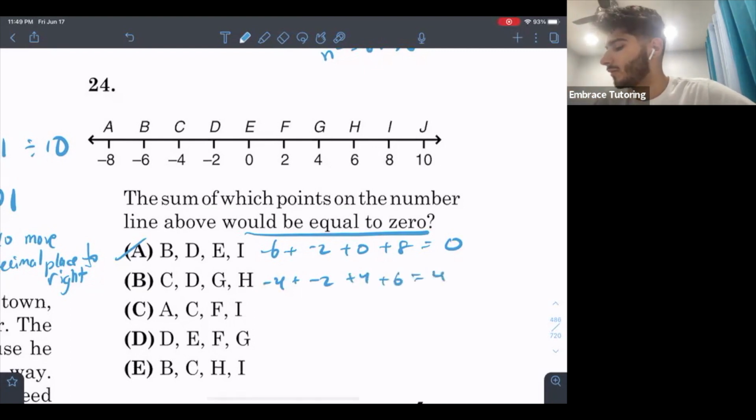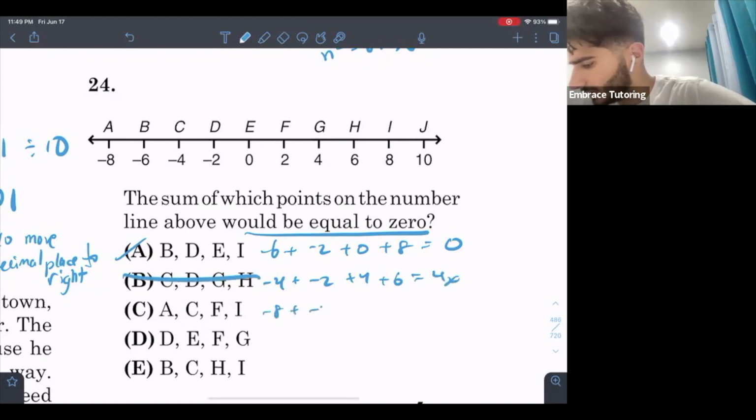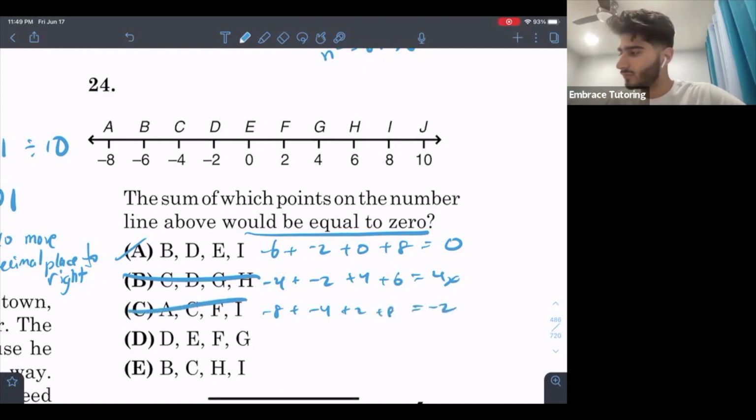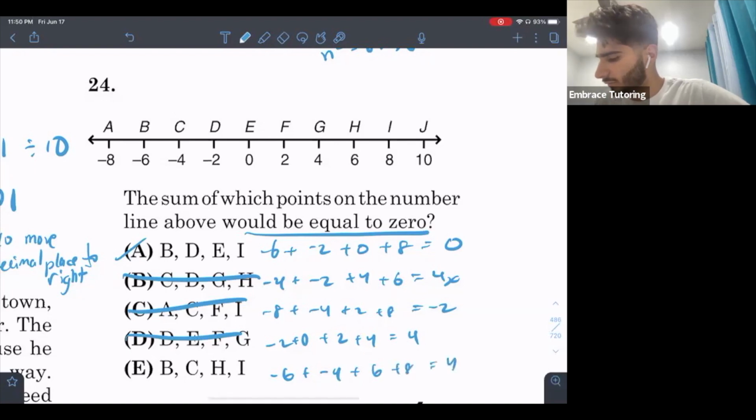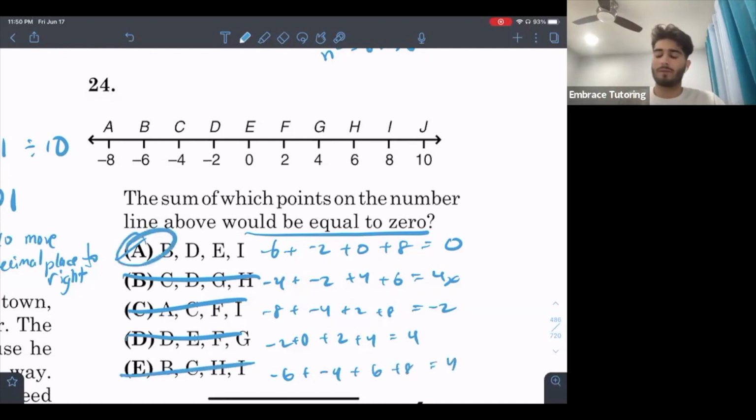-6 would give you 4. Not it. A, -8, plus C, -4, plus F, 2, I, 8, is -2. Incorrect. D plus E, D is -2, E is 0, F is 2, G is 4, gives you 4. Incorrect. B, -6, plus C, -4, H, 6, I is 8, gives 4. Incorrect. So choice A is our answer for 24.